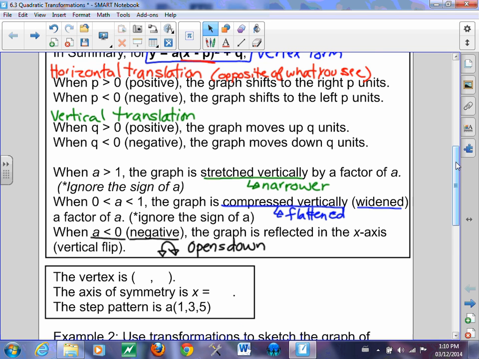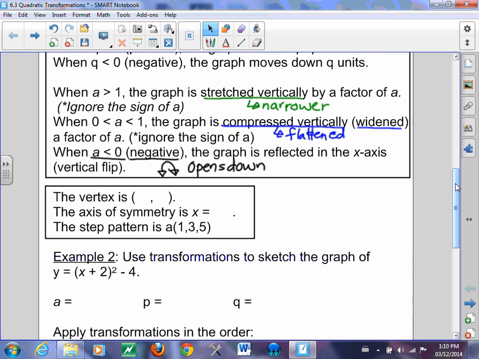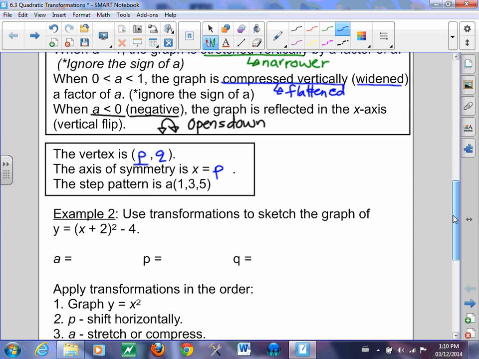All right, a couple things to remember from last day. Vertex is your ordered pair (p, q). The axis of symmetry is based on the first part of the vertex, which is x equals p, and your step pattern is a times 1, 3, and 5.